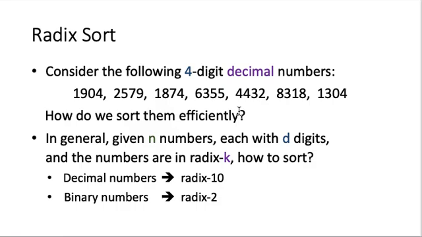Okay, so for decimal numbers, each digit can be a number from 0 to 9. For binary numbers, each position, each digit, can be either 0 or 1. So there are 2 cases and 10 cases, respectively.